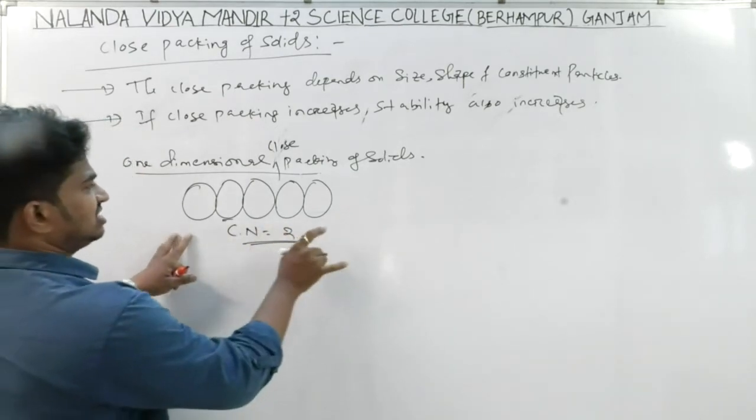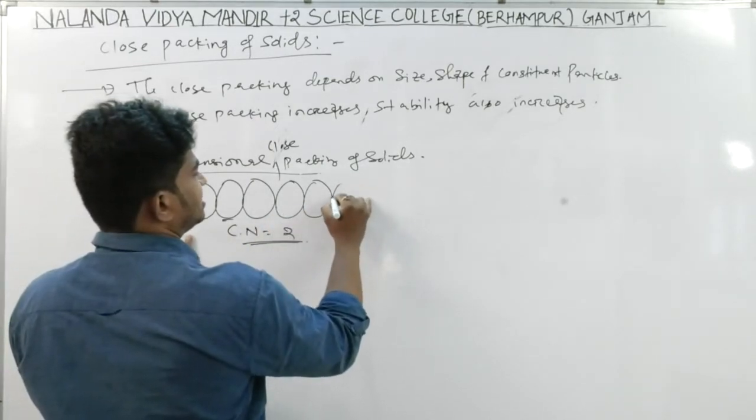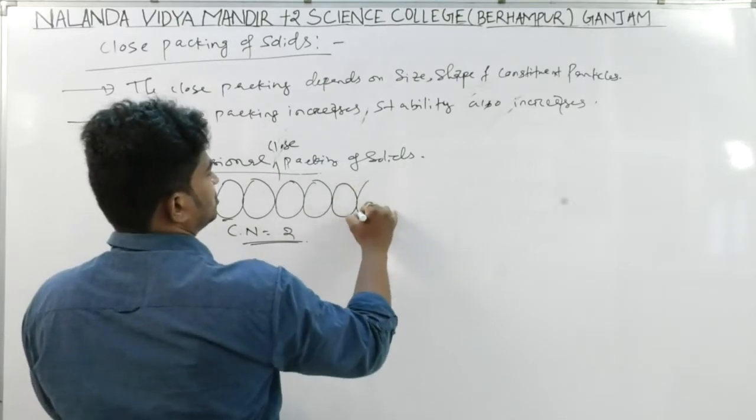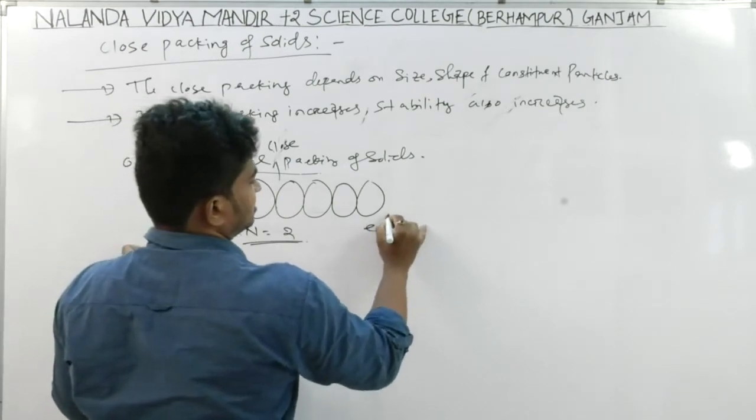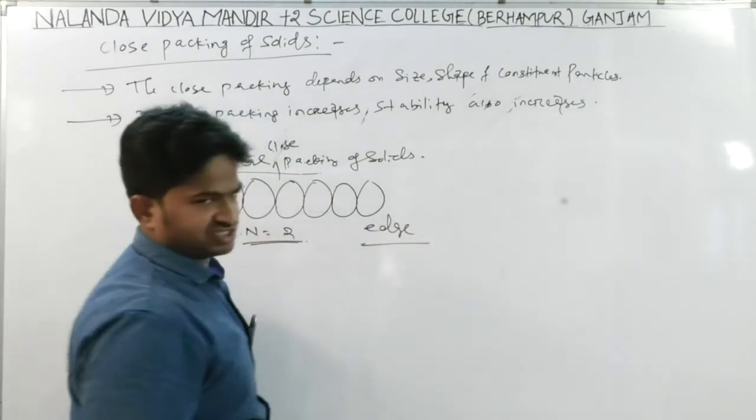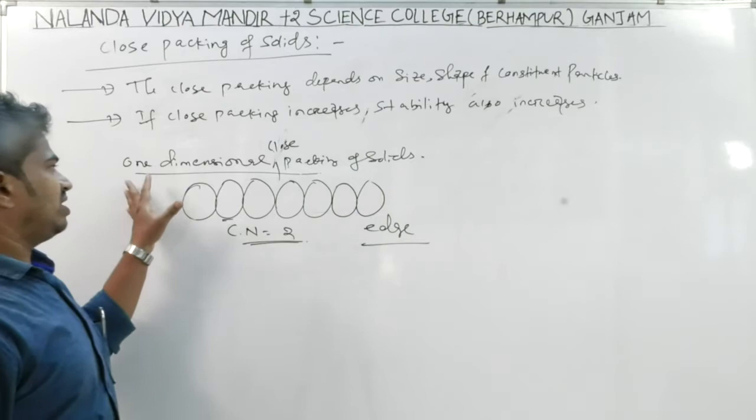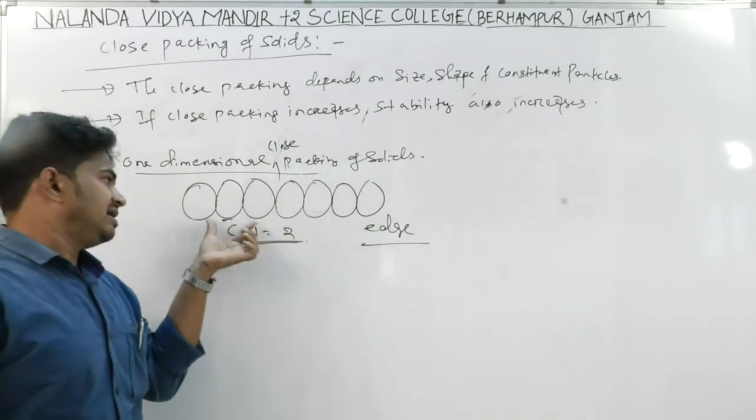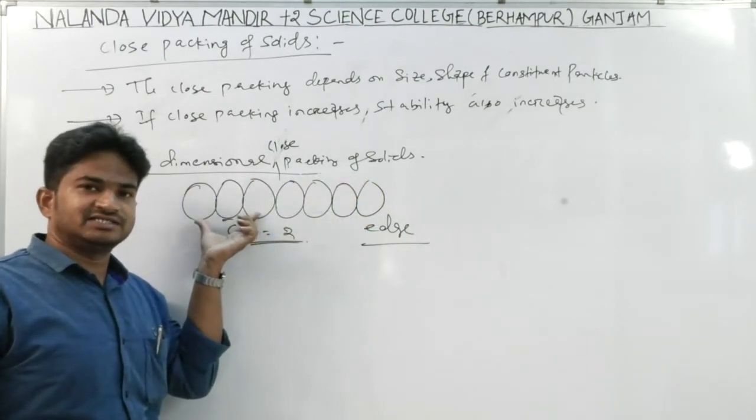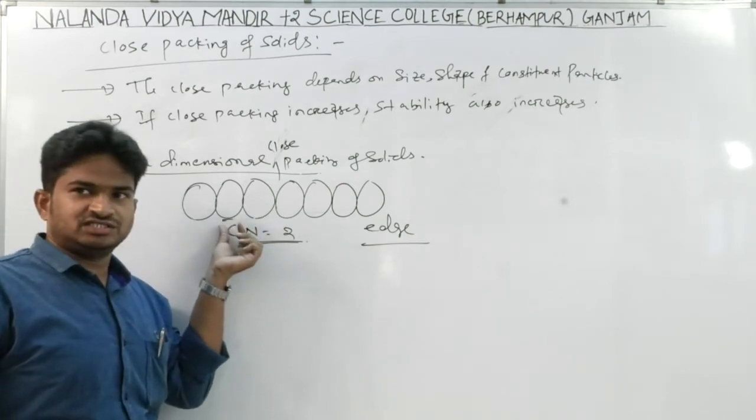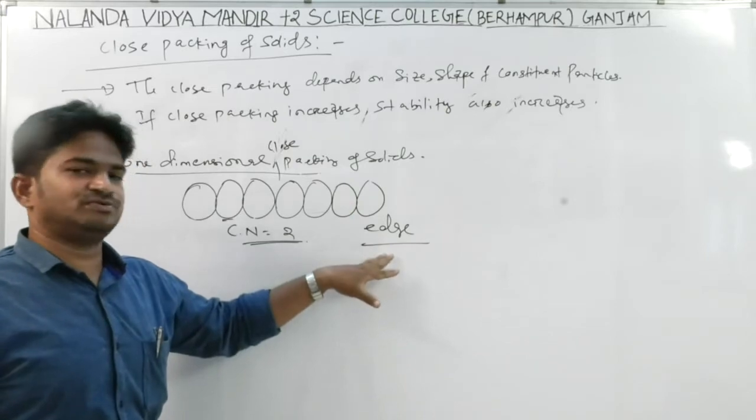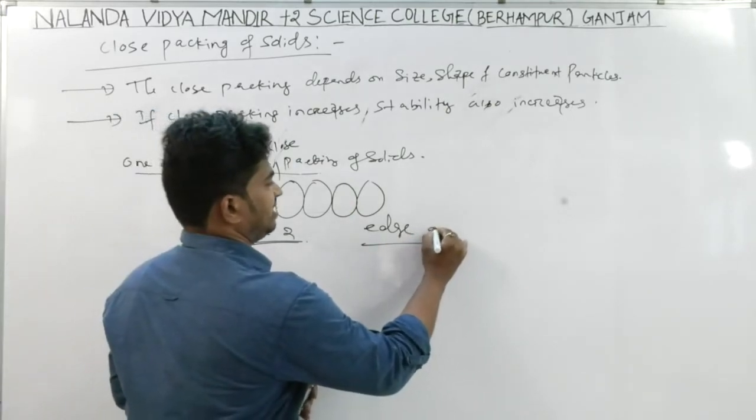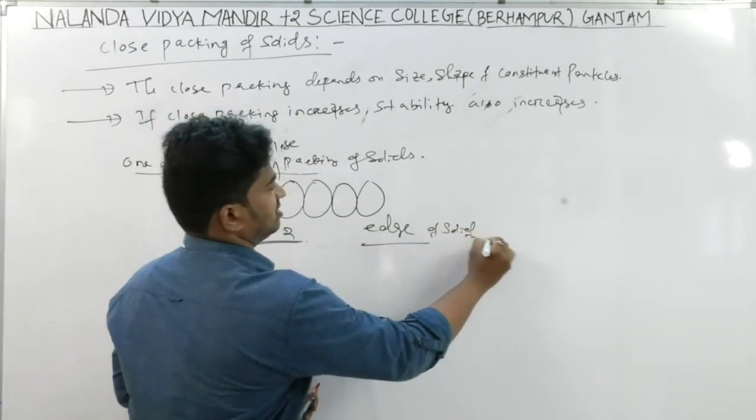In one dimensional close packing, the constituent particles touch each other along a particular line. It gives the edge of the solid. The constituent particles touch each other and are arranged in a row to give the edge of a solid.